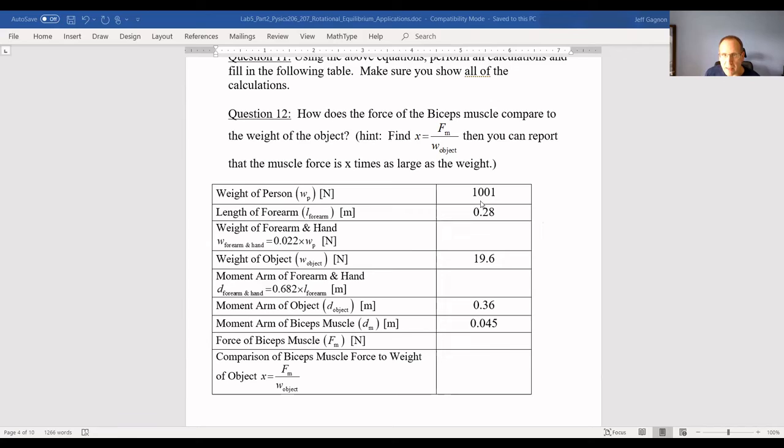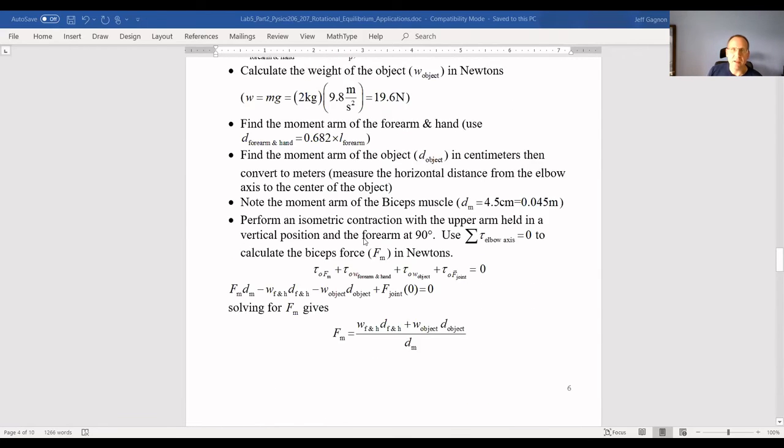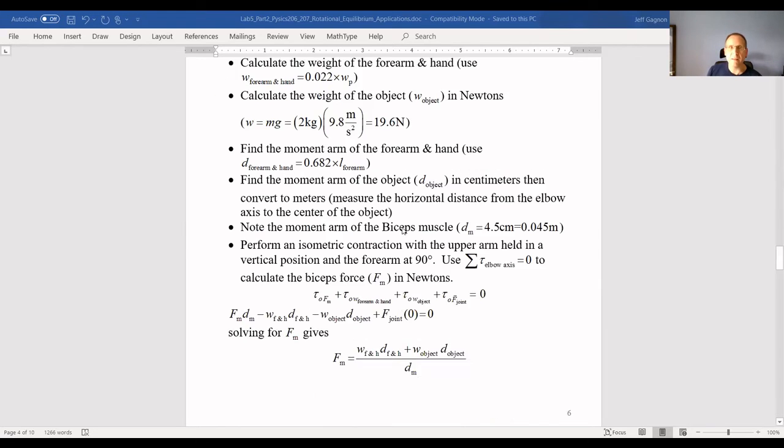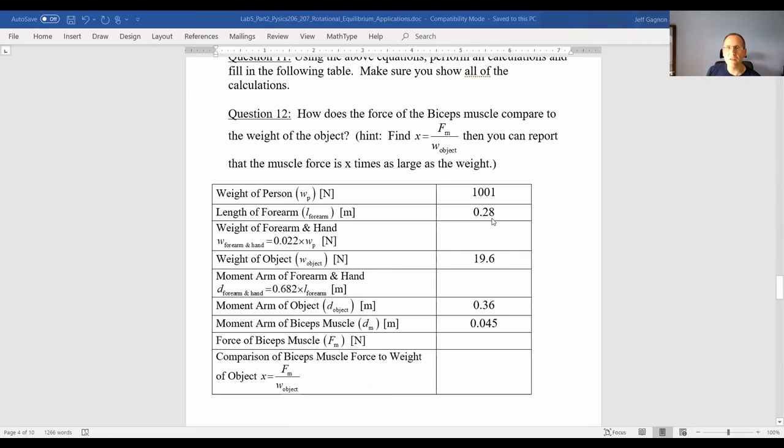So the weight of the person, we're going to put as 1,001 newtons. The length of the forearm, so that was the distance, and you can see all the definitions here. The length of the forearm is from the elbow axis, the elbow joint, to the wrist. So I measured that in centimeters and converted to meters. So that was 0.28 meters.